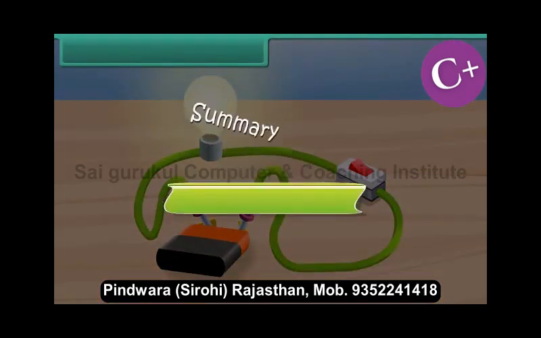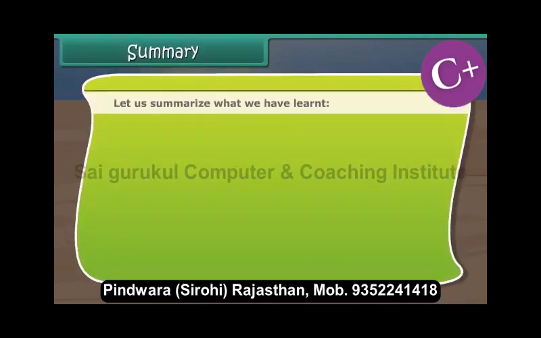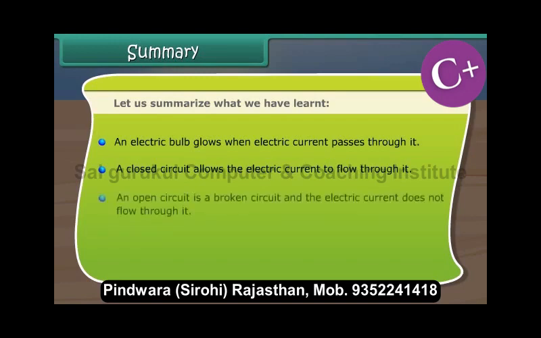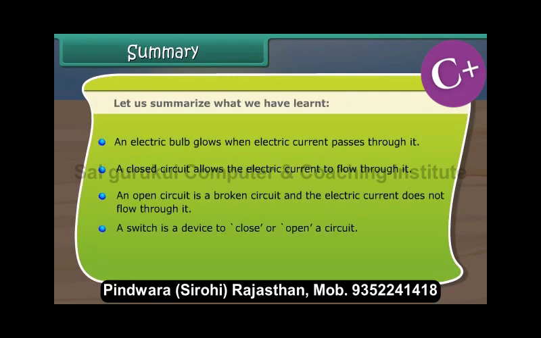Summary. Let us summarize what we have learned. An electric bulb glows when electric current passes through it. A closed circuit allows the electric current to flow through it. An open circuit is a broken circuit and the electric current does not flow through it. A switch is a device to close or open a circuit.